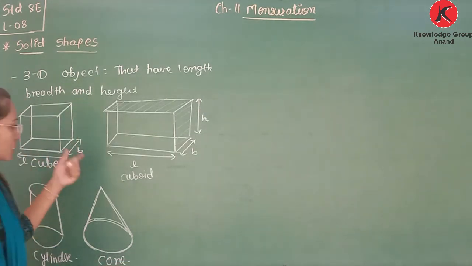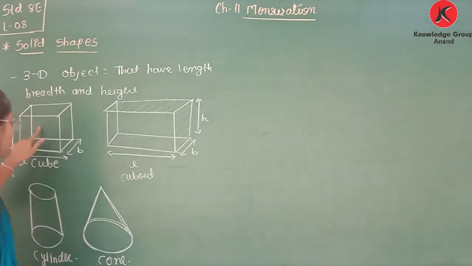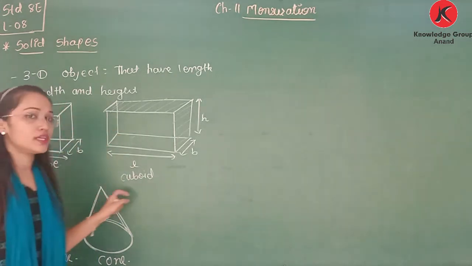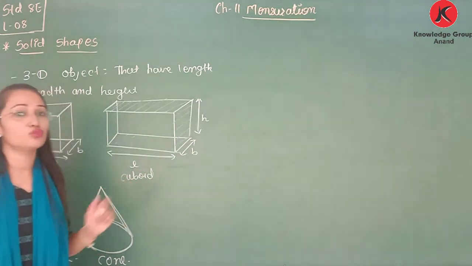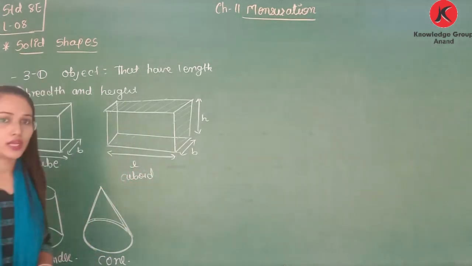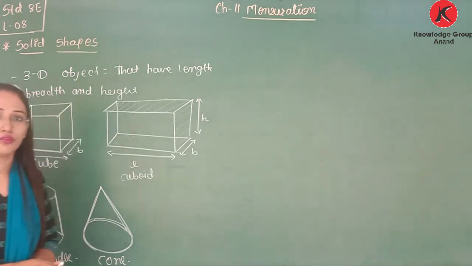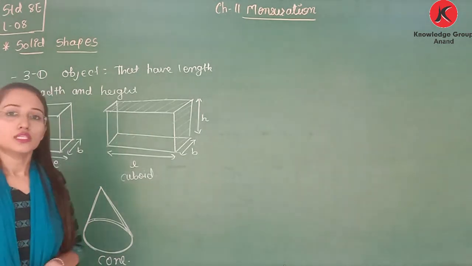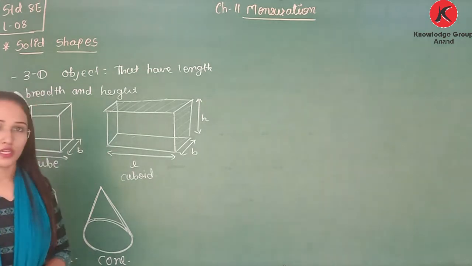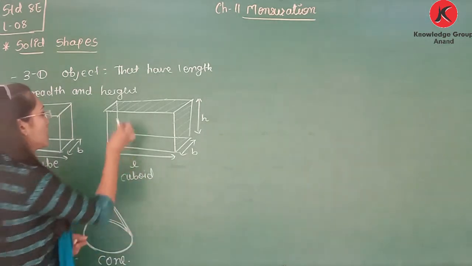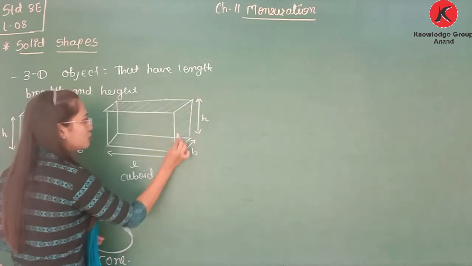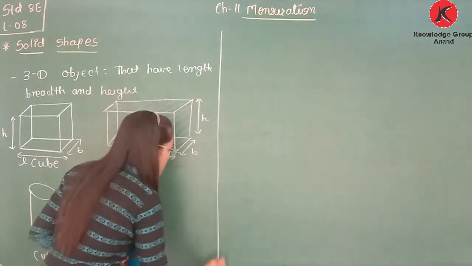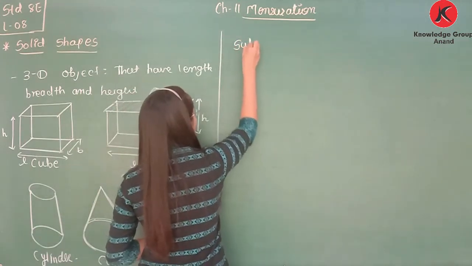Now in 3D objects, first of all, we learn about the cube, cuboid and cylinder. As we learned about the area in 2D objects, area of a square, area of a rectangle, area of a triangle, area of a rhombus, same here we will find the surface area. Surface area means this flat surface, this flat surface, this flat surface. So let's find the surface area of a cube.